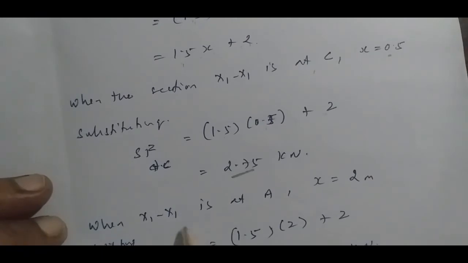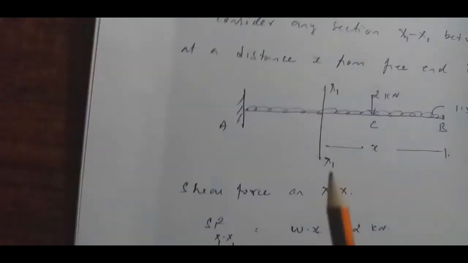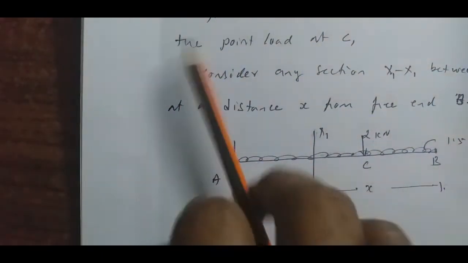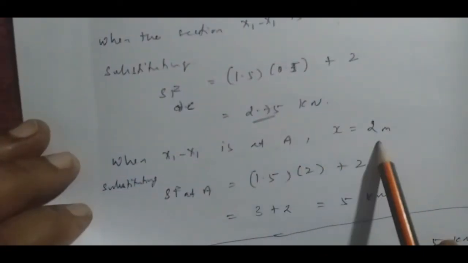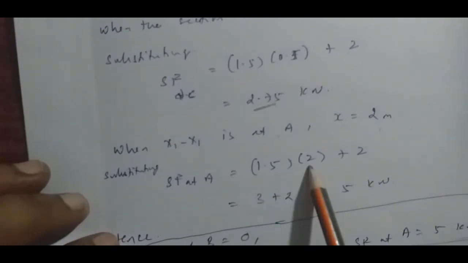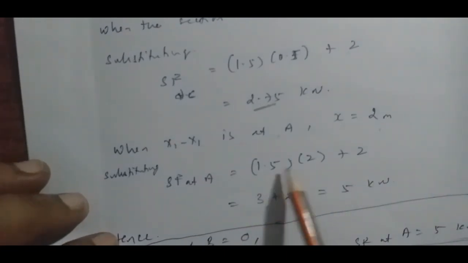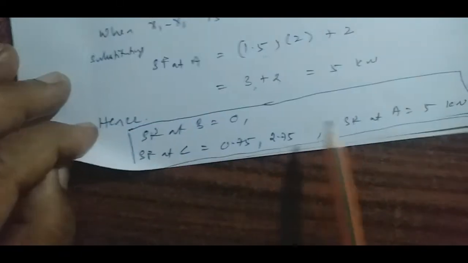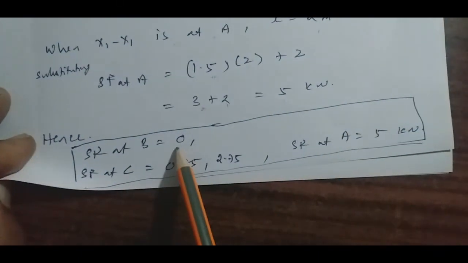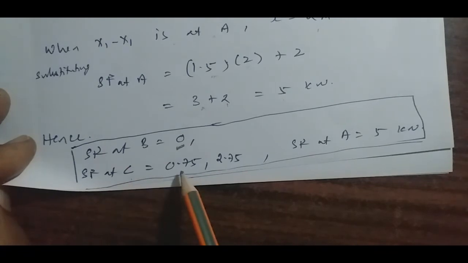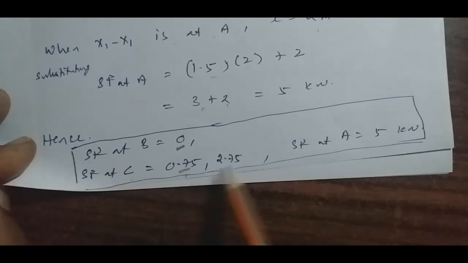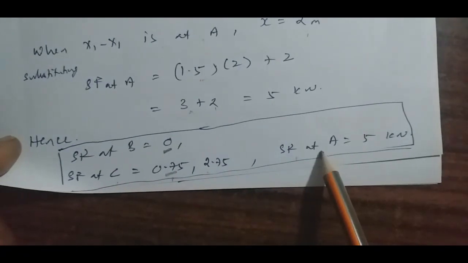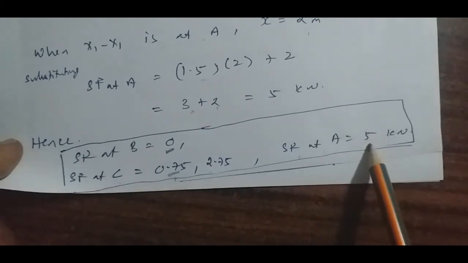So when x1 moves to A, the value of x1 will become 2. Substituting this value, you will get 1.5 into 2, 3 plus 2, that is 5 kilonewton. So we have got these different shear force values. At the free end, it is 0. At C, we have got two values, 0.75 and 2.75. Shear force at A is equal to 5 kilonewton.